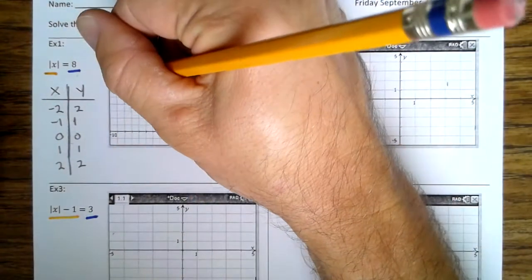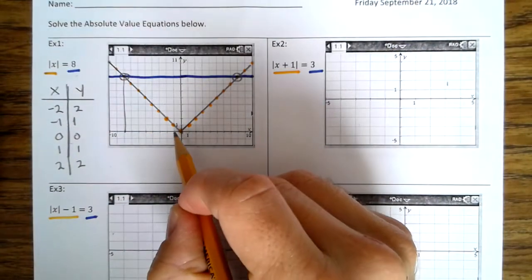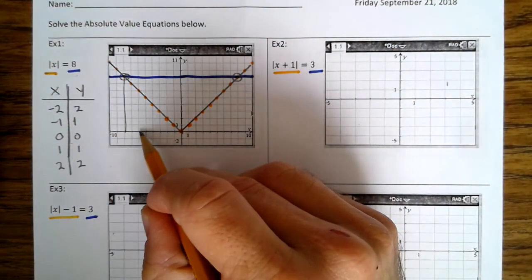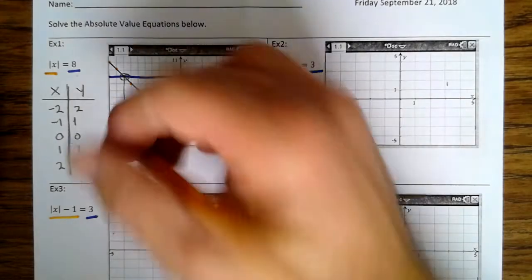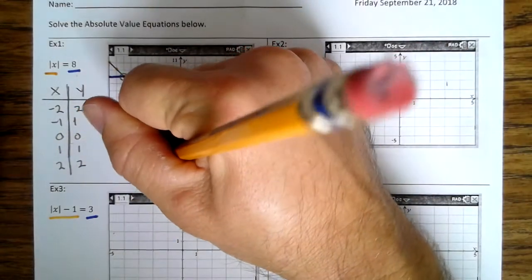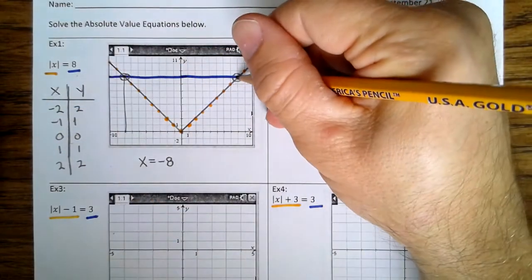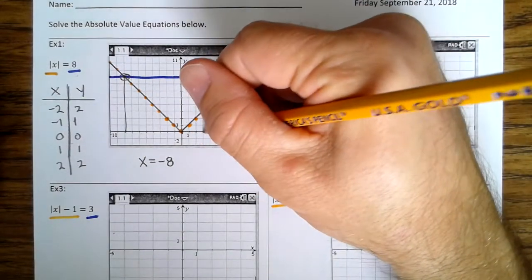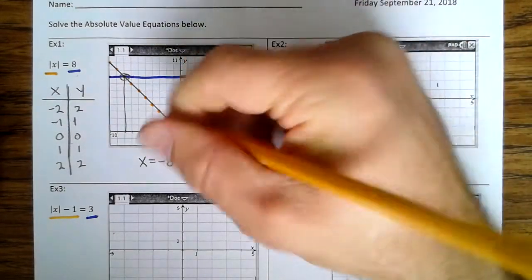Now to find the solution, we find the x value. So we go down. Our x value is -1, 2, 3, 4, 5, 6, 7, 8. So x equals -8. And then we go down and find the x value here, 1, 2, 3, 4, 5, 6, 7, 8.